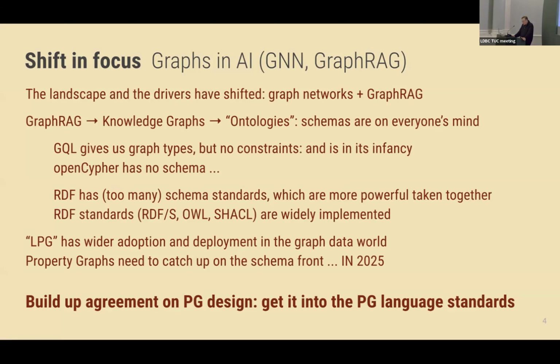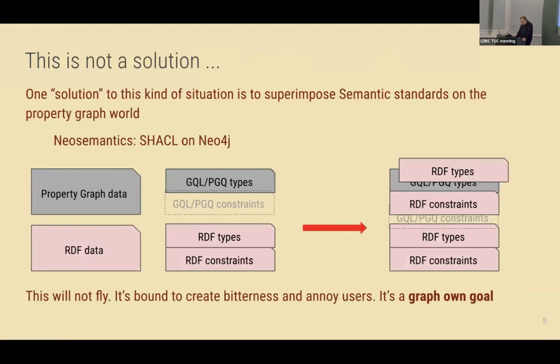OpenCipher, which is still very predominant, doesn't have a schema capability. RDF, you could argue, or is sometimes heard to say there are too many schema standards, but they're much more powerful taken together, and they're widely implemented. So there is this gap, and there's the question about how do you actually address that gap. I think that we need to build up agreements on the property graph design and get it into property graph language standards, which is a process. But I also think we've been working on this for a long time, and that we ought to be able to actually do something to sort of nail this in the course of the coming year.